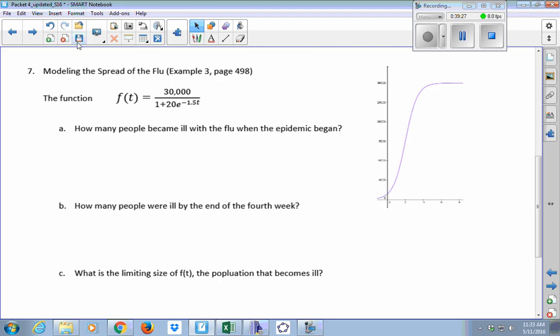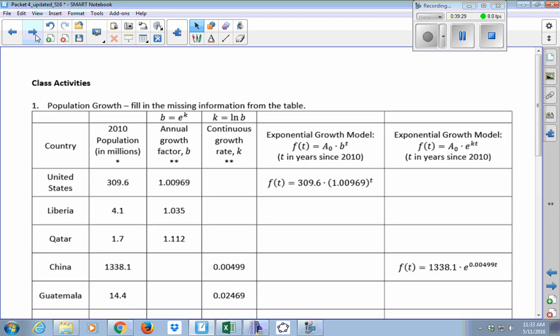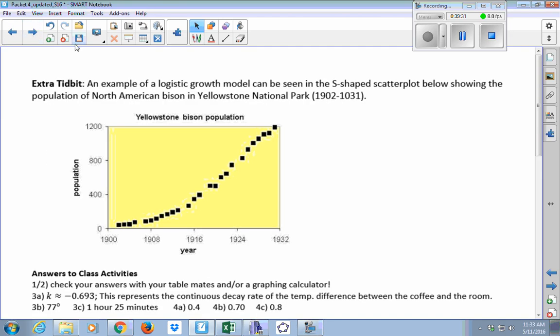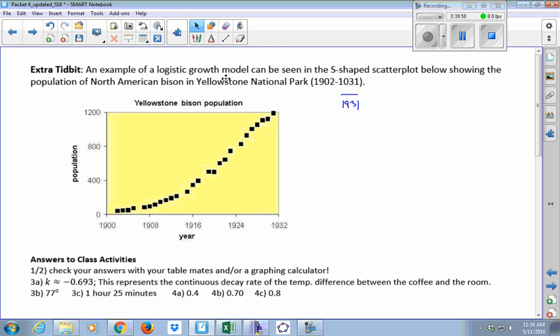I want to also point out to you, if you are into natural parks, we reintroduced bison into Yellowstone National Park. And these are just the years 1902 to, oops, that should say 1931. And as you can see, the bison population is starting out exponential, and now it's going to start to be logistic. It's a nice real life representation of a population that can be modeled with logistic growth.